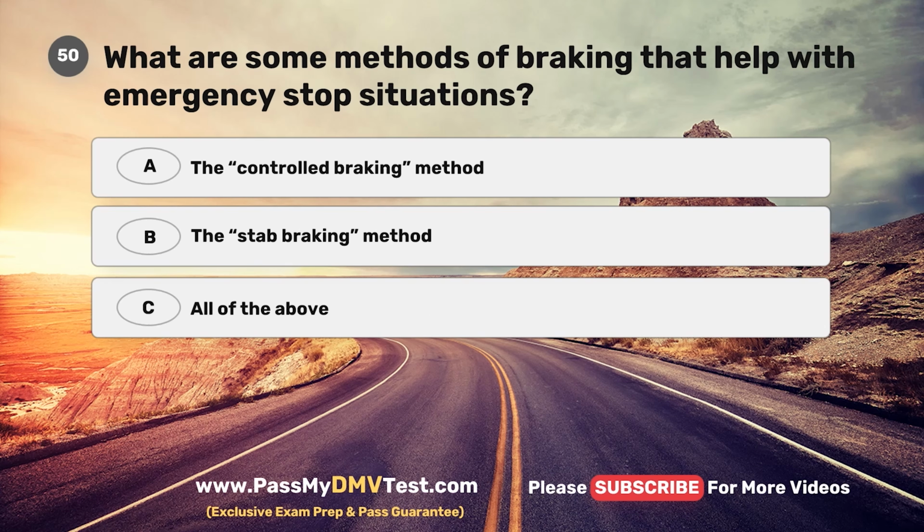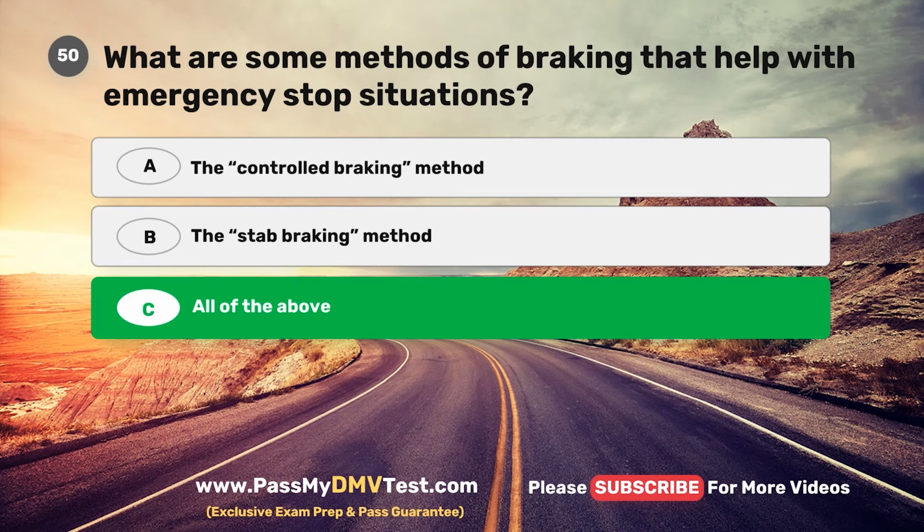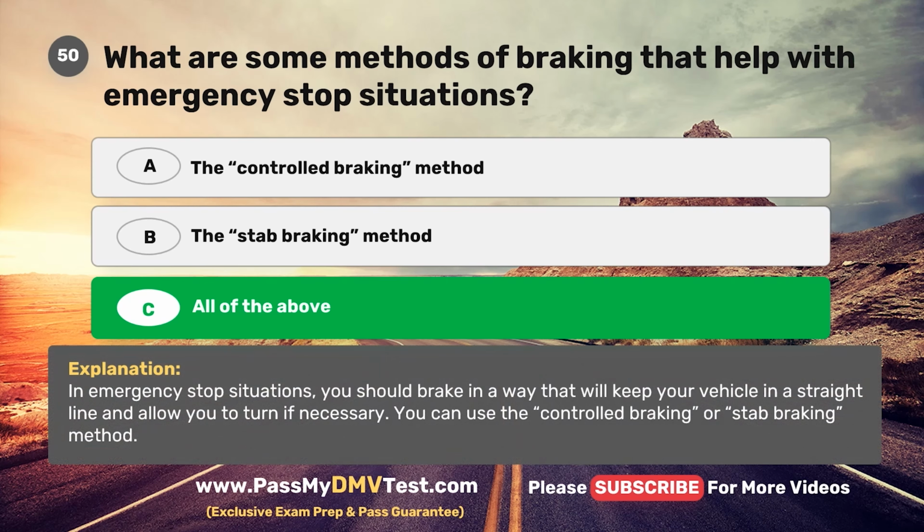Question 50. What are some methods of braking that help with emergency stop situations? A. The controlled braking method. B. The stab braking method. C. All of the above. The correct answer is C. All of the above. In emergency stop situations, you should brake in a way that will keep your vehicle in a straight line and allow you to turn if necessary. You can use the controlled braking or stab braking method.